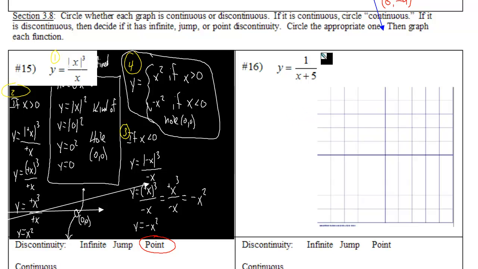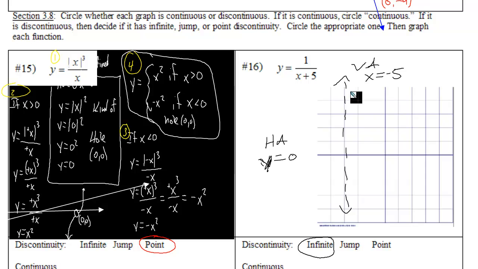Number 16. Hopefully you know right now it's discontinuous, and it is infinite discontinuity. This resembles the parent equation y equals 1 over x. This minus 5 translates it to the left 5. So with no work, we know we have a vertical asymptote at x equals negative 5. Just like the parent, we have a horizontal asymptote at y equals 0.